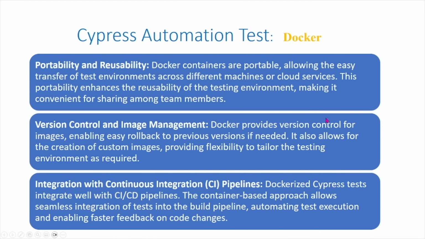So let's talk about portability and reusability. Docker containers are portable, allowing the easy transfer of test environments across different machines or cloud services. This portability enhances the reusability of the testing environment, making it convenient for sharing among team members. Version control and image management. Docker provides version control for images, enabling easy rollback to previous versions if needed. It also allows for the creation of custom images, providing flexibility to tailor the testing environment as required.